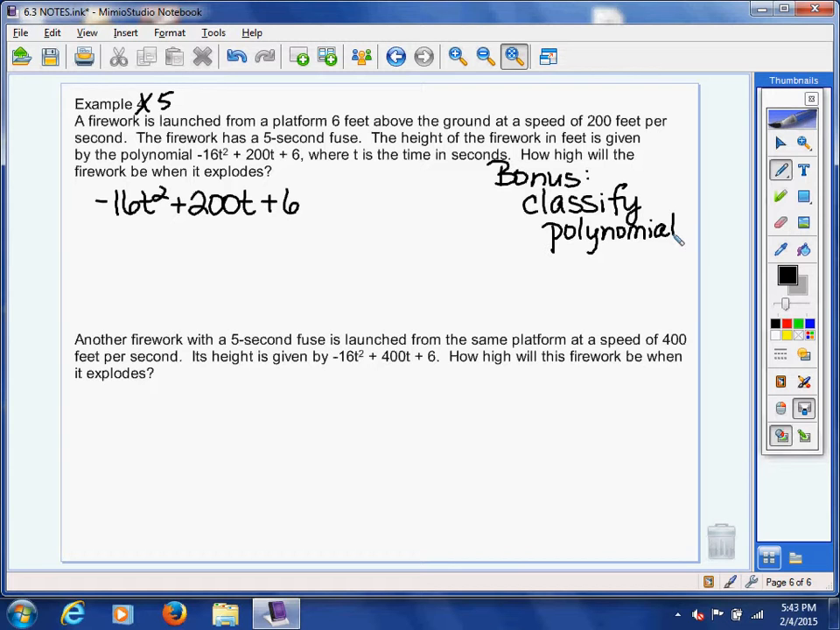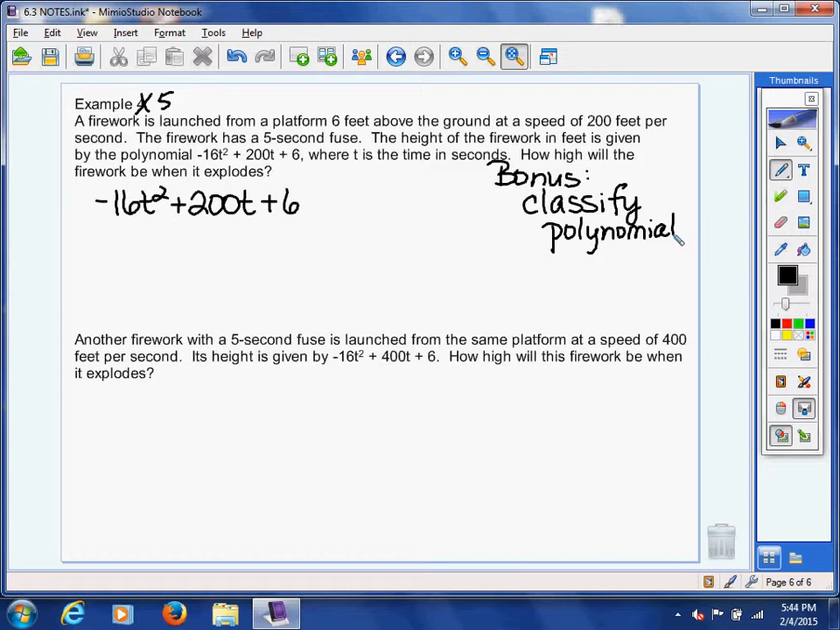So here's our polynomial, negative 16t squared plus 200t plus 6. T means time in seconds. So how high will the firework be when it explodes? So the idea is we light it, we launch it, and 5 seconds later it's going to explode, okay, because it's a 5-second fuse. So some of you are probably like, I'm not sure I know how to solve this problem. They didn't give me enough information.